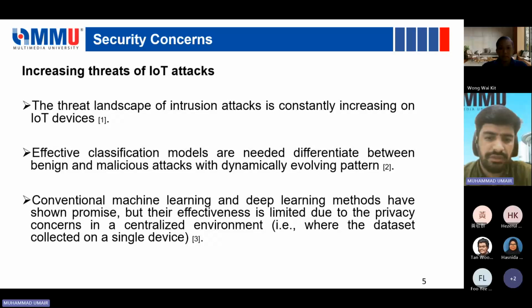Conventional machine learning and deep learning methods have shown their effectiveness and good performance, but their effectiveness is limited because of the privacy concerns in a centralized environment. That is where the dataset needs to be collected on a single device.